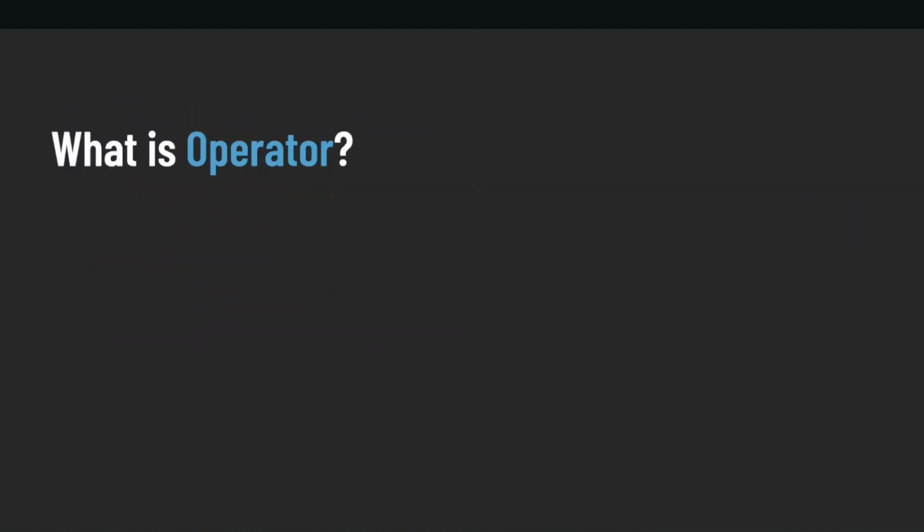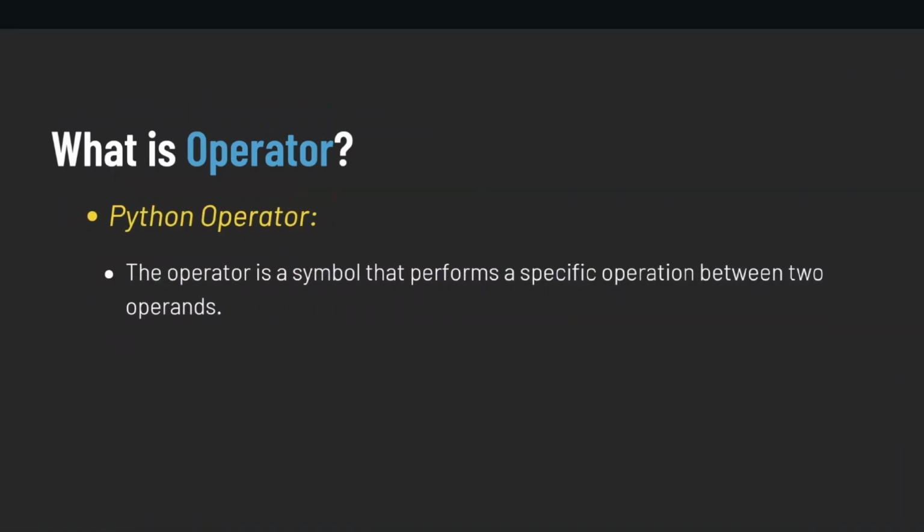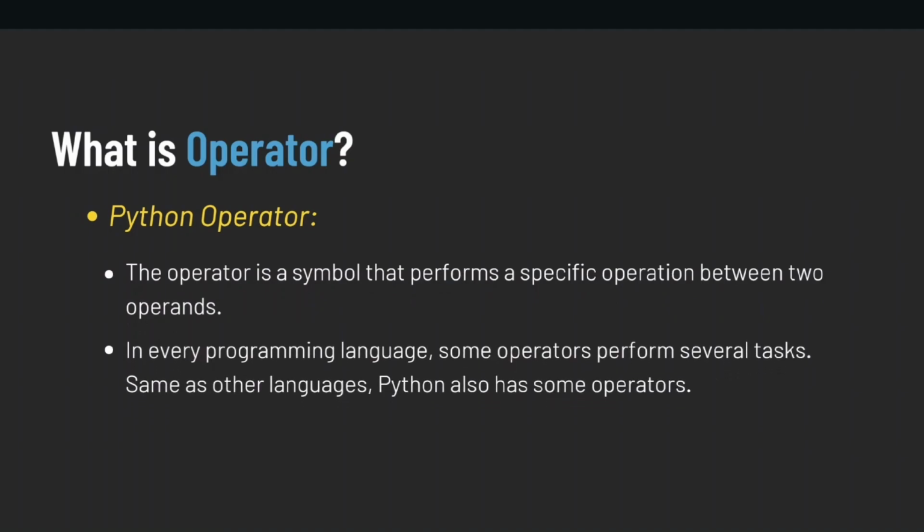Now, first we will answer the question, what is operator? So the operator is a symbol that performs a specific operation between two operands. In every programming language, some operators perform several tasks. Same as other languages, Python also has some operators. So basically, operators are like the building blocks of any programming language and they allow us to perform a wide range of operations on data.